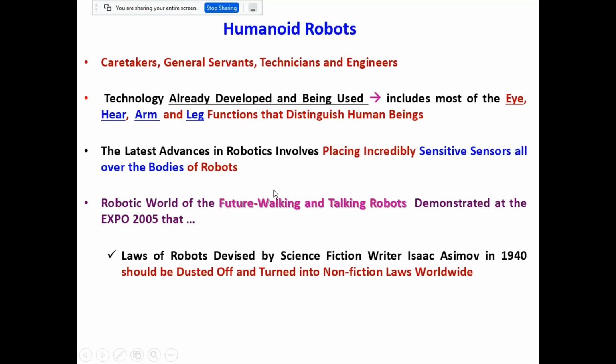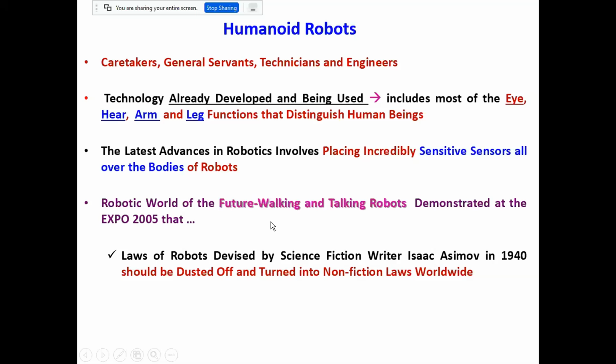Robotic world of the future: walking, talking robots demonstrated at the Expo 2005. I attended this. The time has come when the laws of robots devised by science fiction writer Isaac Asimov in 1940 should be dusted off and turned into non-fiction laws worldwide, because the laws are made to be broken.